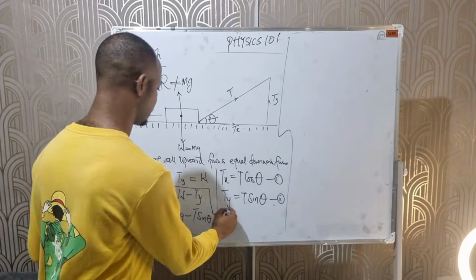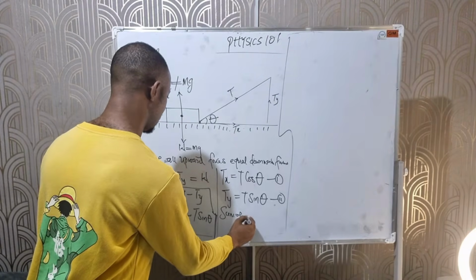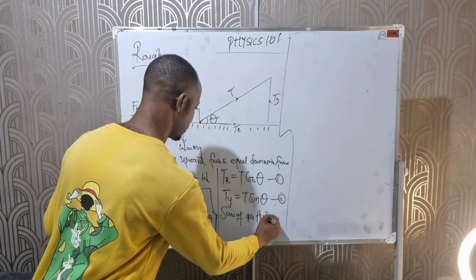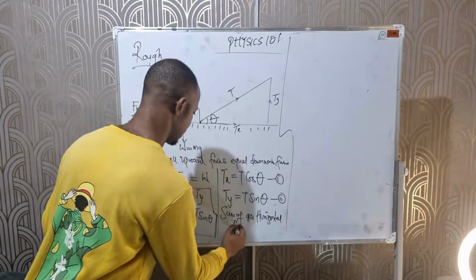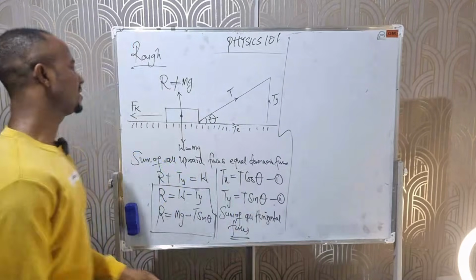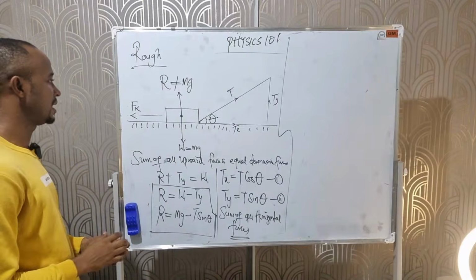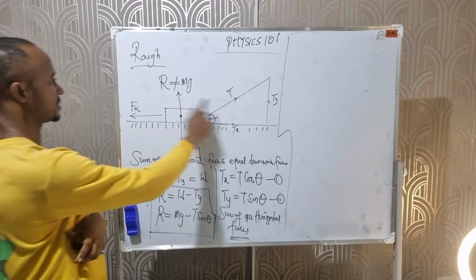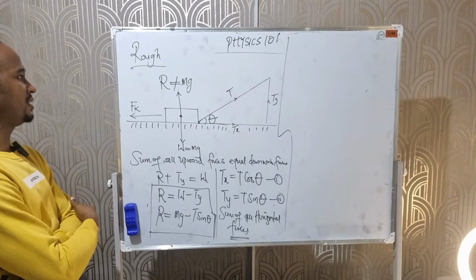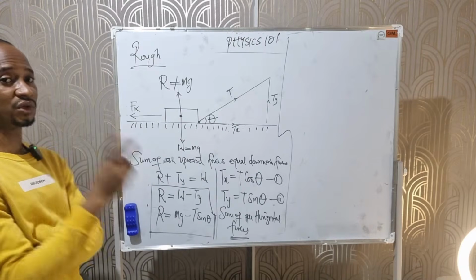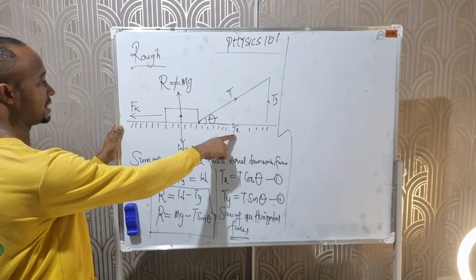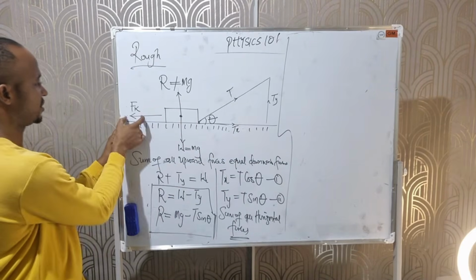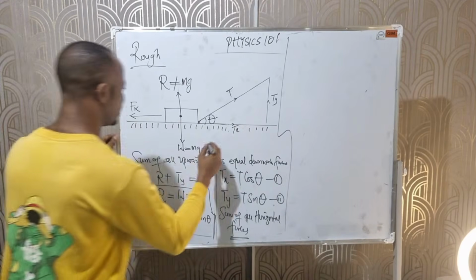So let's look at the sum of all horizontal forces. Now let's look at this. Along the horizontal axis, how many forces? We have seen that we have 3 forces along the vertical axis, which are normal reaction, Ty, and weight. How many forces do we have along the horizontal axis? Just 2. We have our Tx, and we have the frictional force, right? Tx and frictional force. Look at this here. The direction of motion is this way.